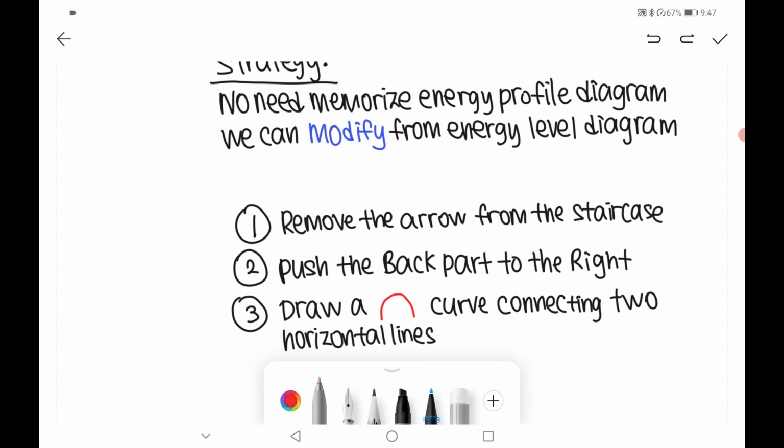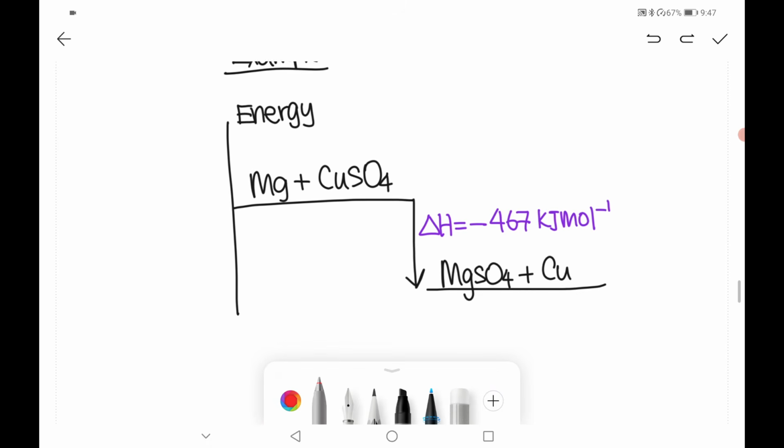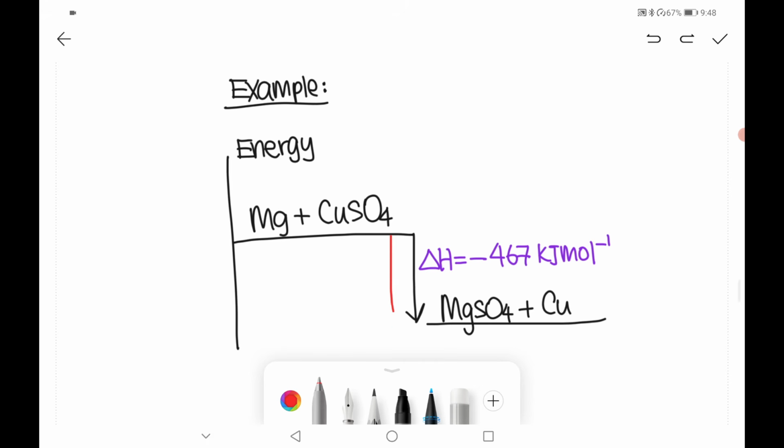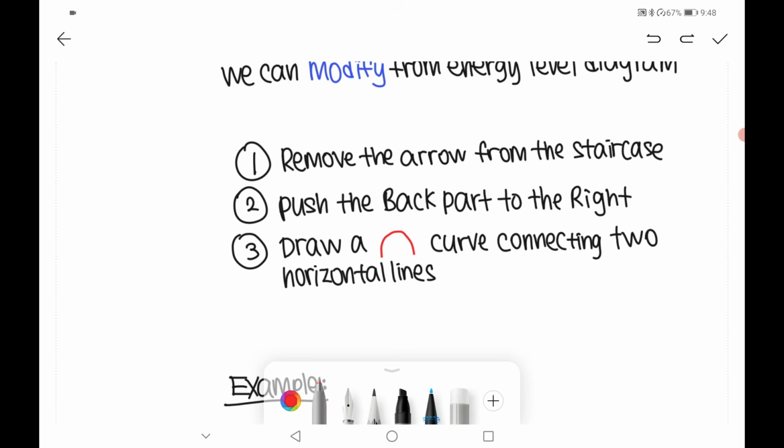Step number 1, you need to remove the arrow. Remove the arrow from the staircase. So this is the staircase, I want to remove this arrow, and also remove the delta H. I repeat, remove the arrow and remove the delta H. So let's do it. This arrow, remove. This delta H, remove. Remove first.